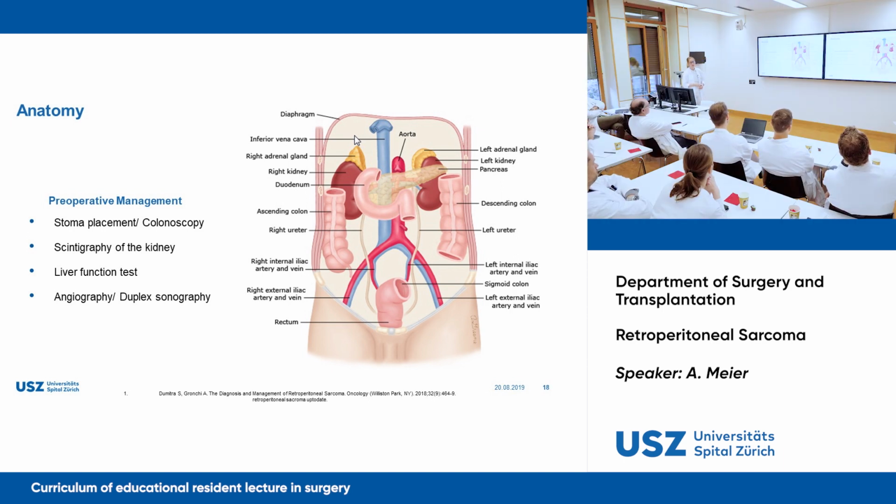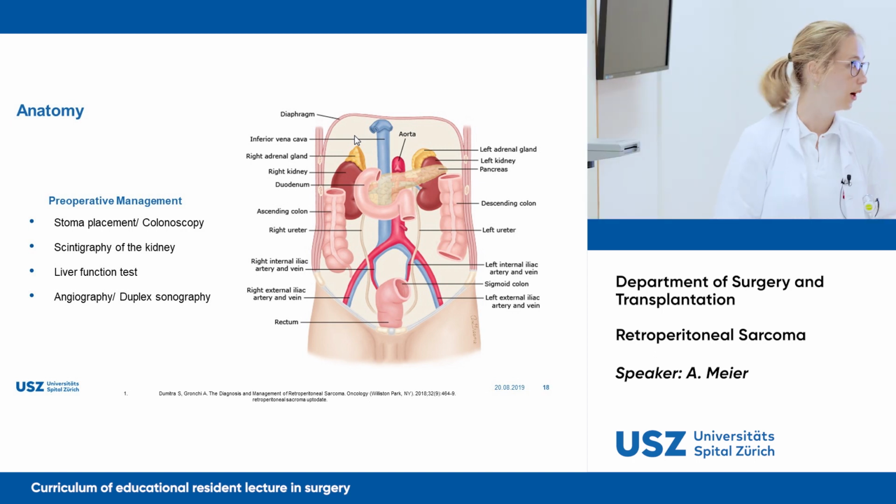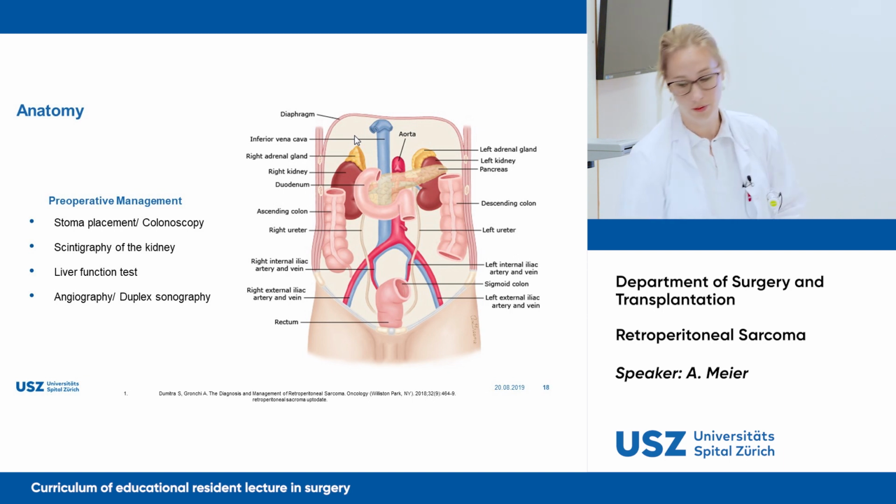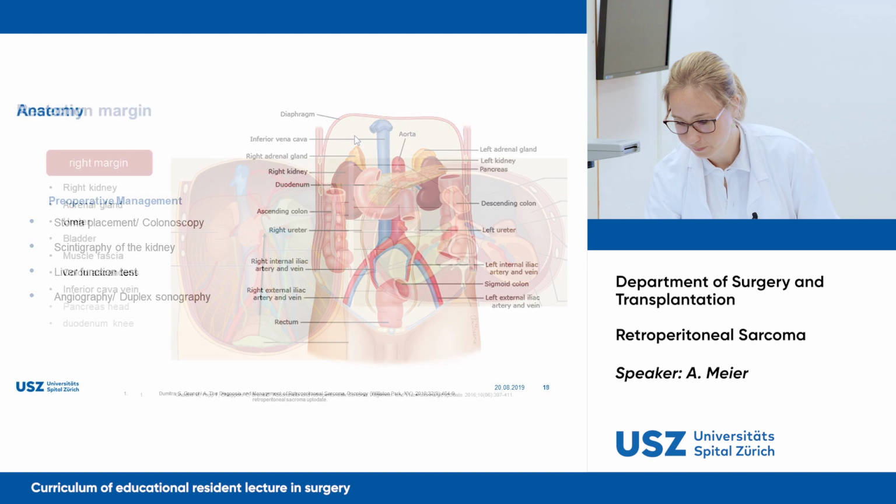So preparing the surgery, I told you before, you have to keep in mind that we have a preoperative management. We have to think about whether we have to make a stoma placement, perhaps we need a colonoscopy, a scintigraphy of the kidneys if we have to resect one of them. Perhaps we need a liver function test to know how it's working. And if there is anything we have to do with the vessel, an angiography or duplex sonography.